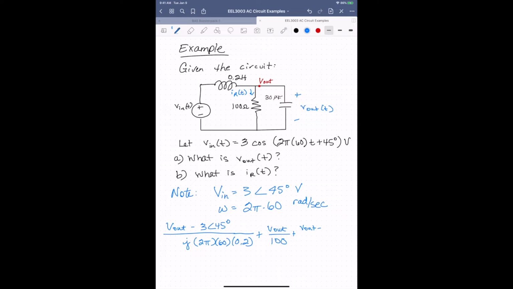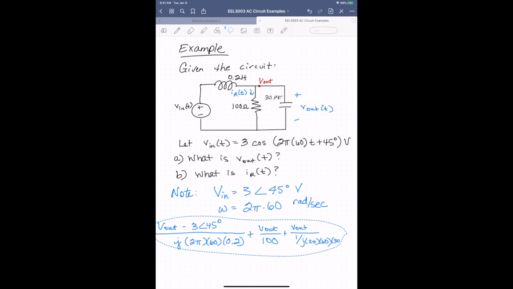V out minus 0, I'll just write as V out. And the impedance is 1 over J omega, which is 2 pi times 60, and C, which is 30 microfarads. So 1 over J omega, which is 2 pi 60, and then the capacitance is 30 times 10 to the minus 6, 30 micro. And that will all be equal to 0. Sorry, I've run out of room. Let me shrink this.